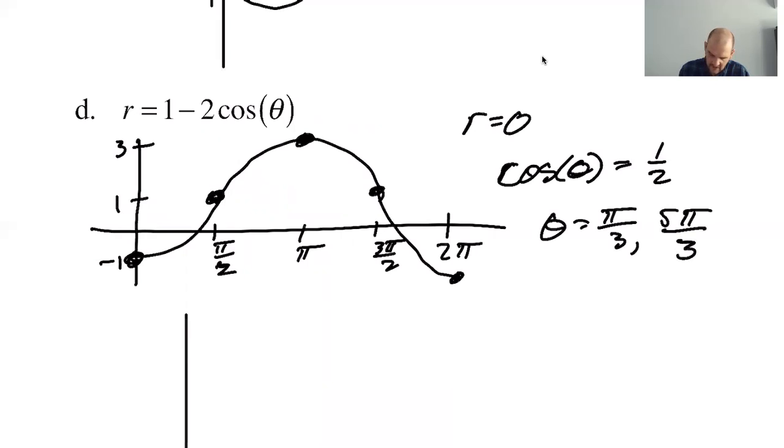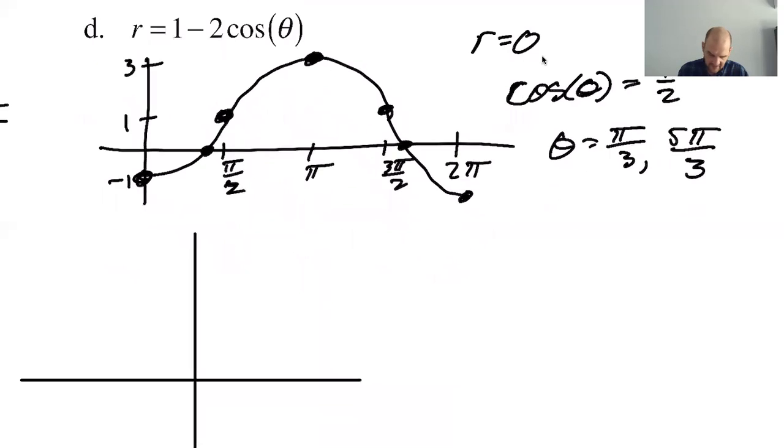And you can kind of see them on the graph, right? You're almost at pi over 2. Well, what famous angle is almost at pi over 2? Pi over 3. Then you're a little past 3 pi over 2. What famous angle on the unit circle is there? 5 pi over 3. So you can see them on the graph, I think.